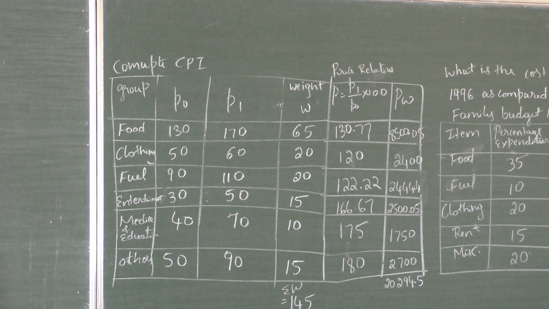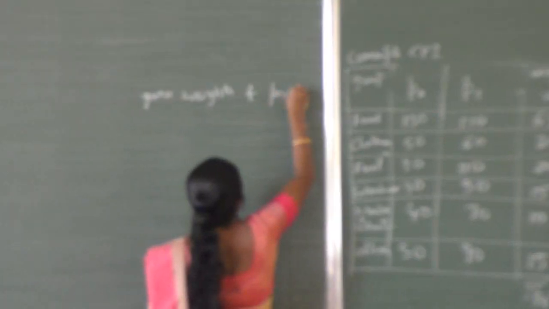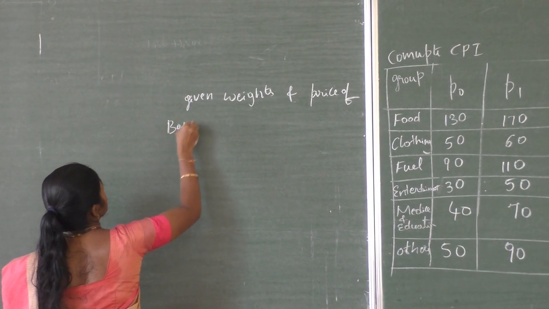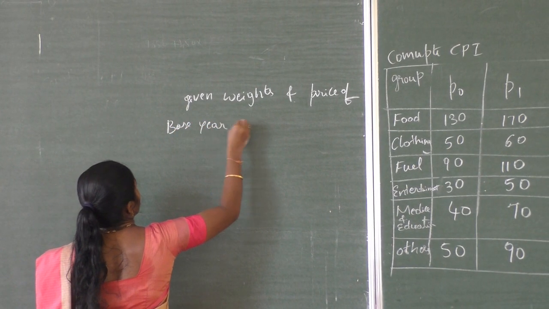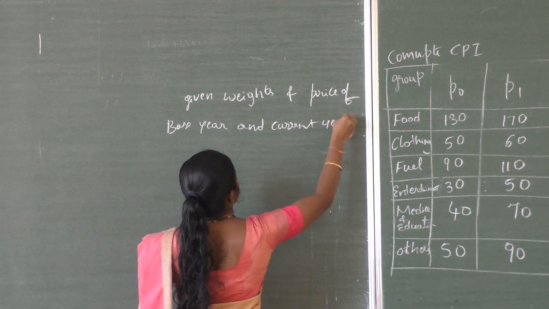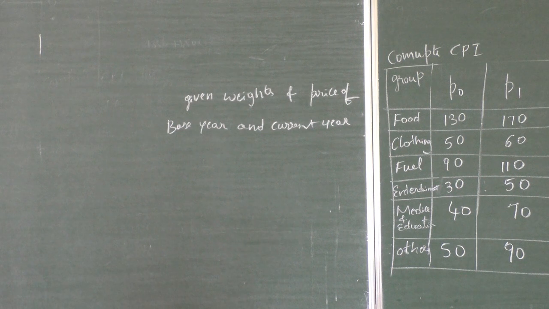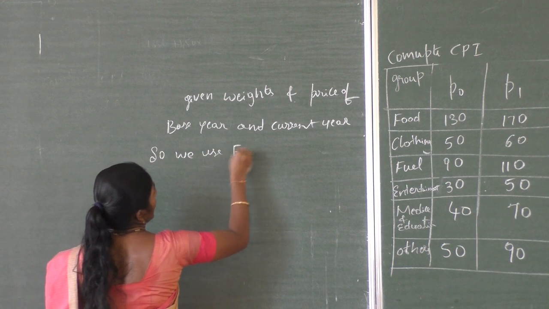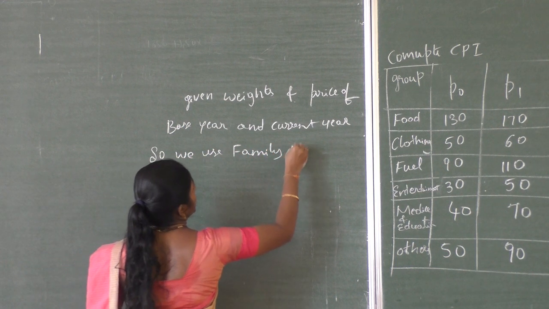Here weights and prices of the base year and current year are given. So we use the family budget method.